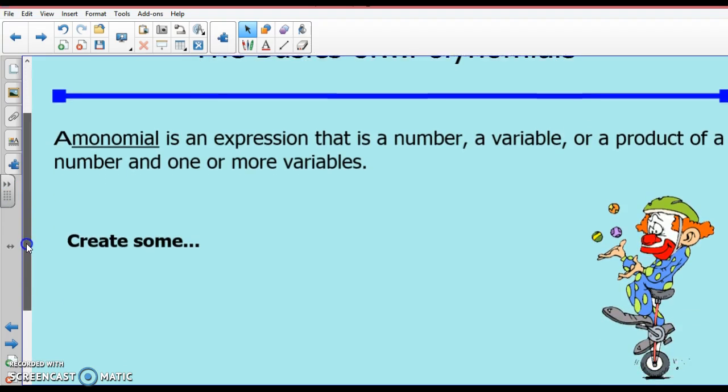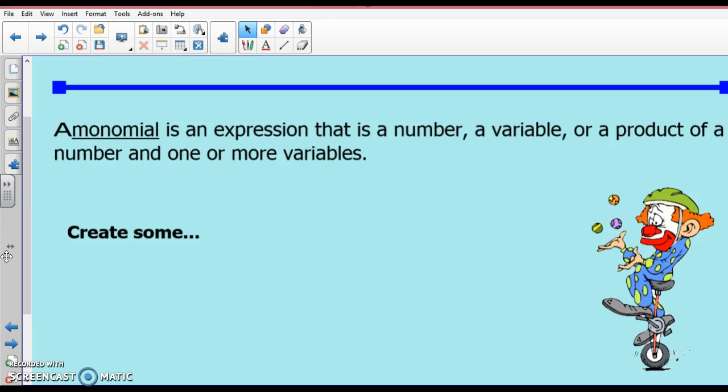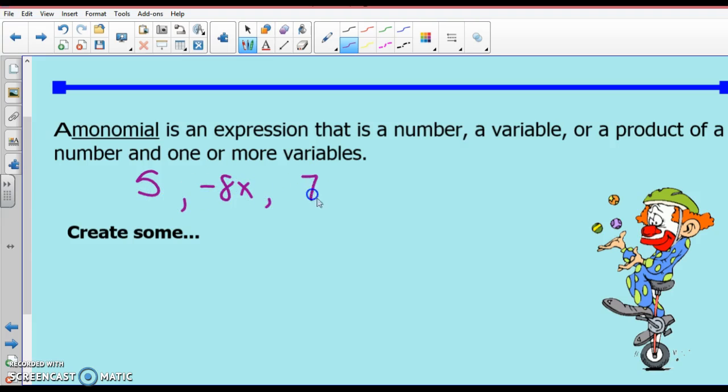A monomial is an expression that is a number, a variable, or a product of one or more variables. For example, a monomial: 5, negative 8x, 7x squared y. Those are monomials. They have one term. Monomials are an integer, or it could be a decimal, a variable, or a product of one or more variables. I could also have x. That's a monomial.